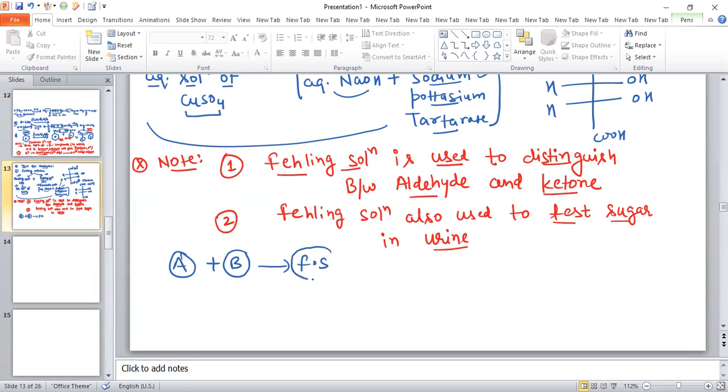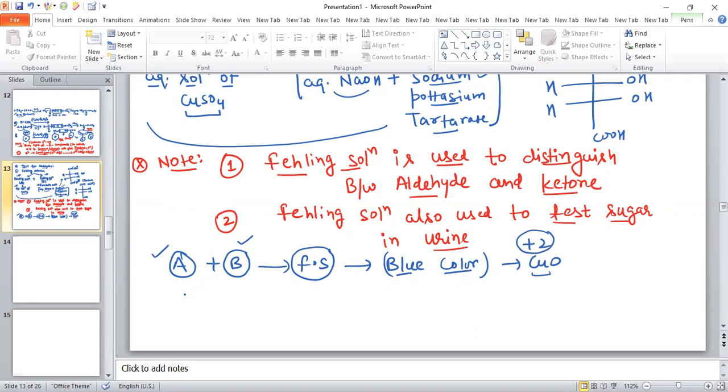So before the Fehling's test, a blue color of solution is obtained. This blue color of solution is due to the cupric oxide. In this case, copper is in +2 oxidation state. So Fehling's solution A plus Fehling's solution B is having blue color, and this blue color is due to the copper 2+ ion.